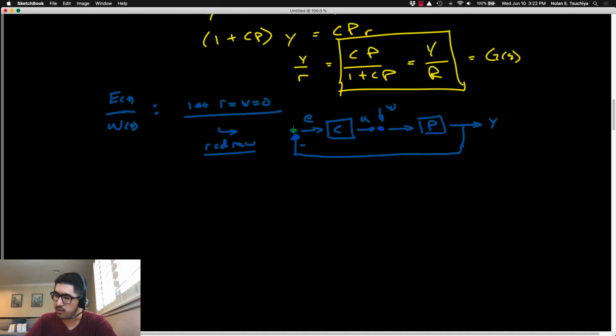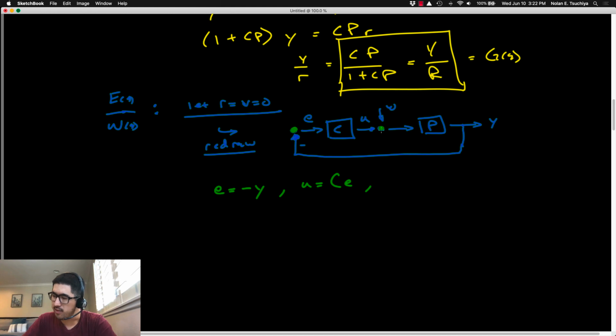Let's just start at the first summing junction here. So E, right, the output of this summing junction should be equal to the sum of its inputs. Well, there's only one input in this case. So the equation here becomes E equals negative Y. Okay, so that's one equation. Moving on to the controller, just like before, U, the output of the controller, equals the controller times its input.